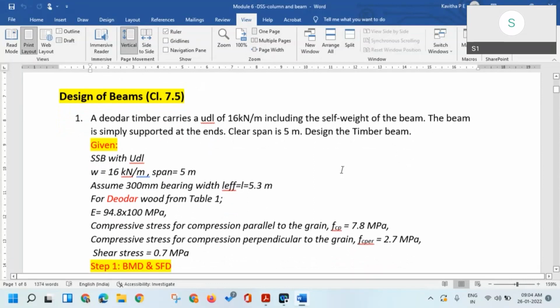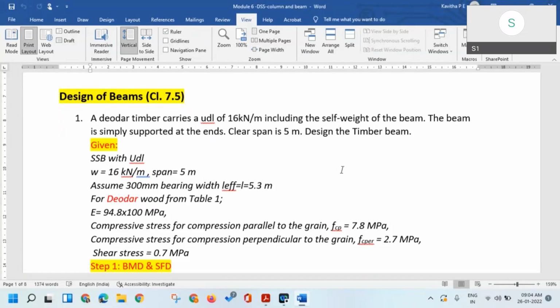UD load is 16 kN per meter. The span of the beam is 5 meter. The end bearings are not given in the question. You can assume a suitable end bearing width. Let us assume it is 300 millimeter bearing width, and thus the L effective becomes the span plus the bearing width, that is 5.3 meter.